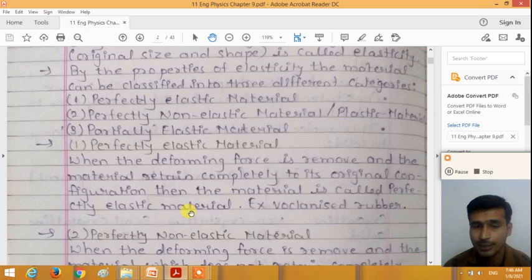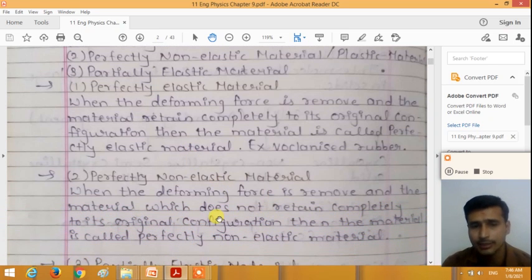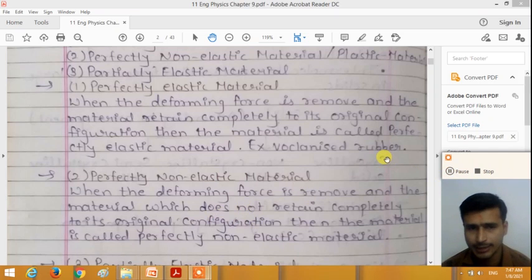Understand? Now what do you mean by the perfectly plastic material, or we can say the perfectly non-elastic material? When the deforming force is removed and the material does not retain its original configuration, it does not try to regain its original position, then the material is called the perfectly non-elastic material, or we can say the perfectly plastic material. So dear students, understand what is meant by the perfectly elastic material and perfectly non-elastic, or perfectly plastic, material.